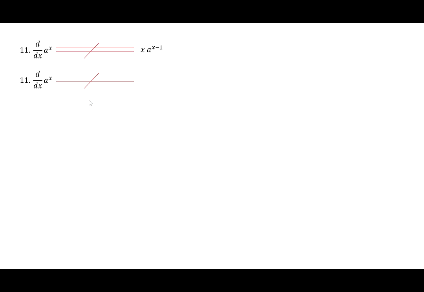Okay? What else? d/dx of a to the x is big time not equal to, just like d/dx of e to the x is e to the x, so a to the x is a to the x. No. That's not true either. Right? So what's the answer?